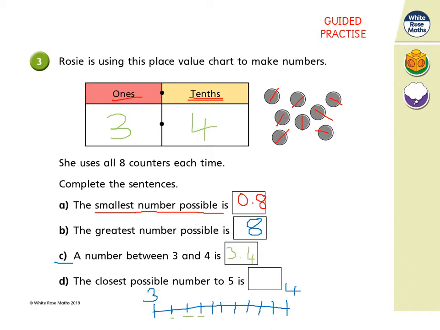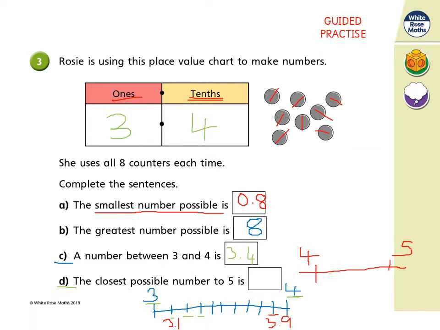Now, I wonder for D, what could the answer be? The closest possible number to 5 is. Now I know if I've got my number line here between 3 and 4, the closest possible number to 4, being a decimal, would be this number here. What do you think that number would be? If I know that this is 3.1, yes, it would be 3.9.